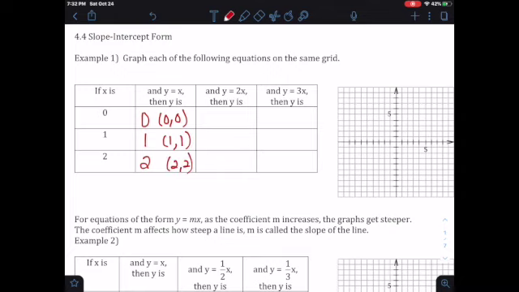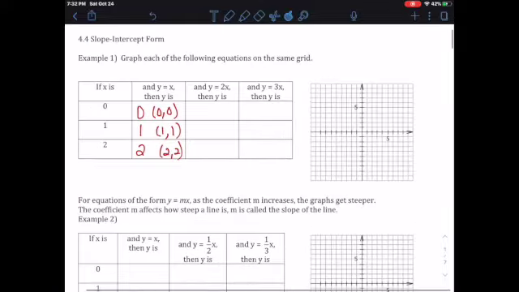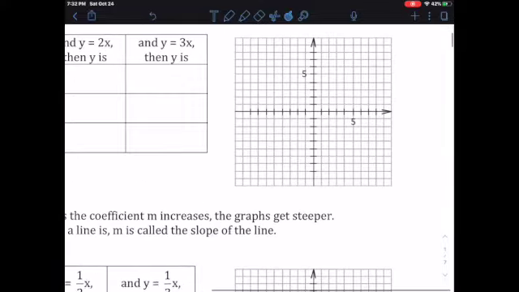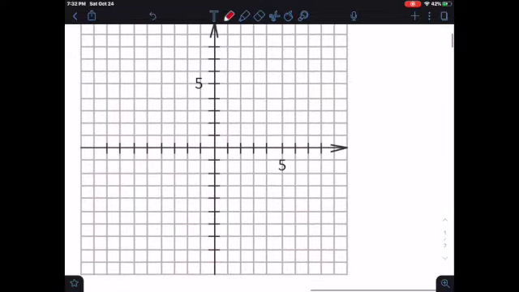And I want to plot those points for you right away. So 0, 0, 1, 1, and 2, 2. And then extend the points and draw the line. And I'm going to label that y equals x, and those are the points.